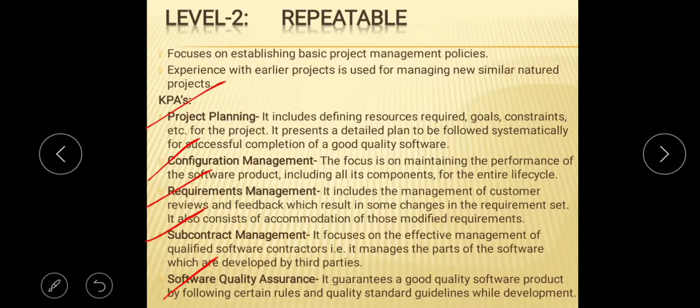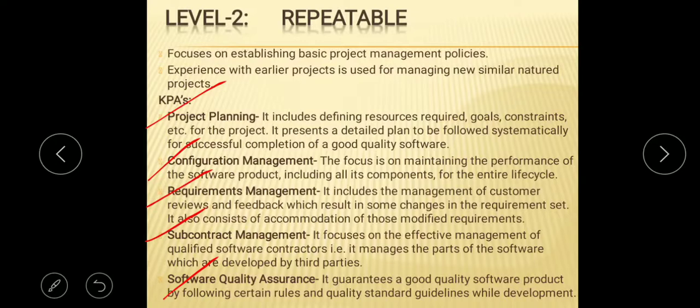If we see the details of these KPAs, first of all, there is project planning. It includes defining resources required, goals, constraints, etc. for the project. It presents a detailed plan to be followed systematically for successful completion of a good quality software. Next one is configuration management. The focus is on maintaining the performance of the software product, including all its components, for the entire life cycle.